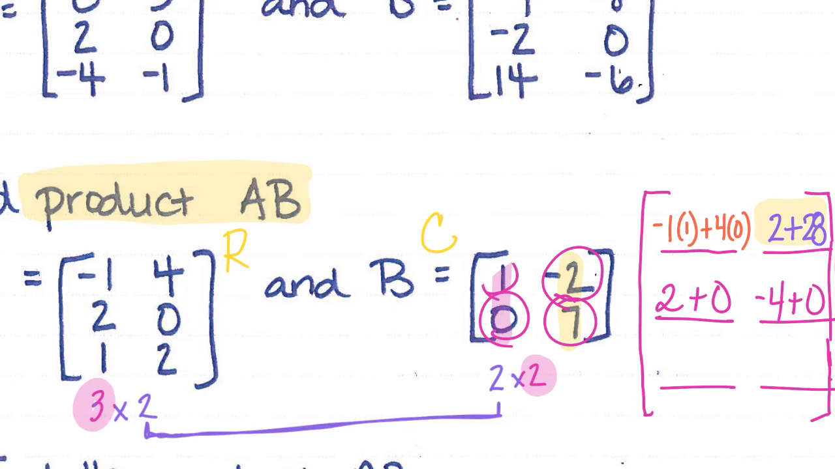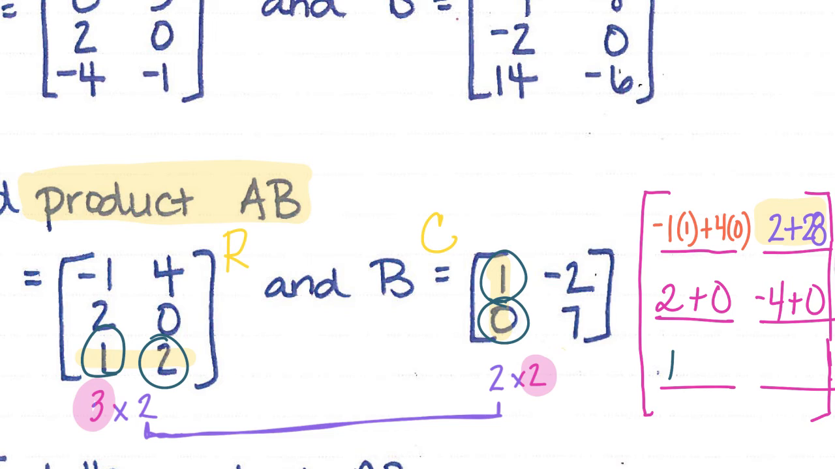I know you don't have this erasing capability when you're working on it, but I'll show you a way that I point and do it. It makes it a little easier. And now I'm going to go ahead and do row 3, column 1. So I'm going to multiply 1 times 1, which is 1. Then I have 2 times 0, which is 0. And then I'm going to do row 3, column 2. And I have 1 times negative 2, which is negative 2. 2 times 7 is 14.